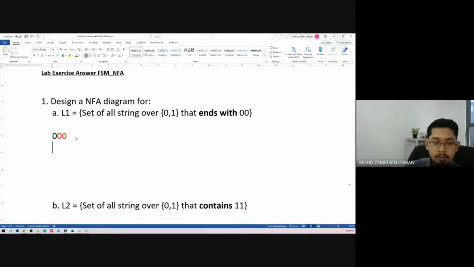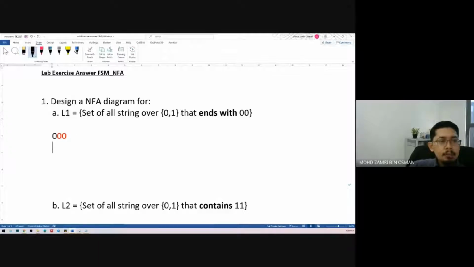Okay. So what about another case that we have here? Maybe something like 0, 0, 0, 0, right? But this one is 0, 0, 0. We still accept this one as NFA because we end with 0, 0, like this one.